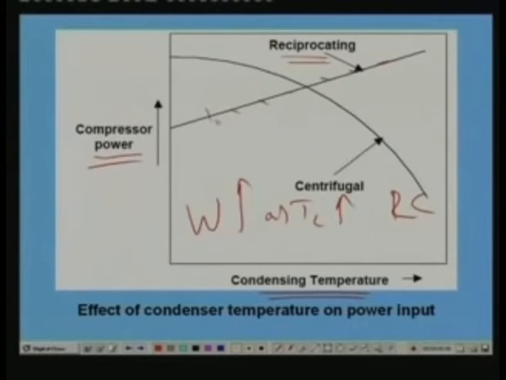But you find that for the centrifugal compressor, as the condensing temperature is increasing, the power input is reducing. Why does the power input reduce as the condensing temperature is increasing? As the condensing temperature increases, the refrigeration capacity reduces because the mass flow rate reduces. Okay. So, the reduction in mass flow rate is much larger than the increase in the specific work of compression. As a result, the required power input reduces as the condensing temperature increases in case of centrifugal compressors.